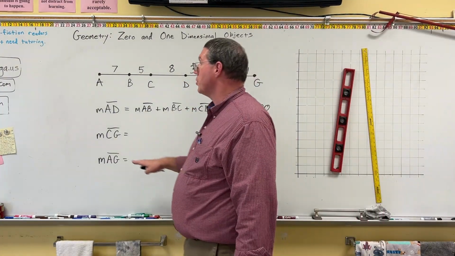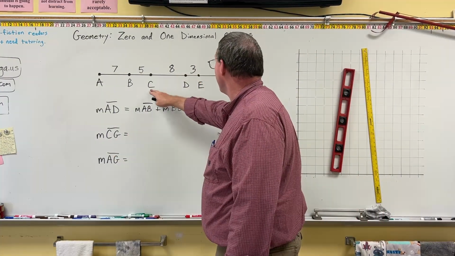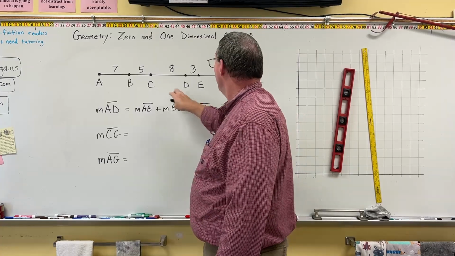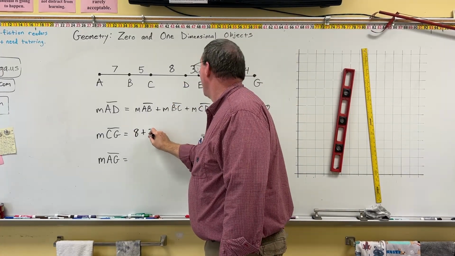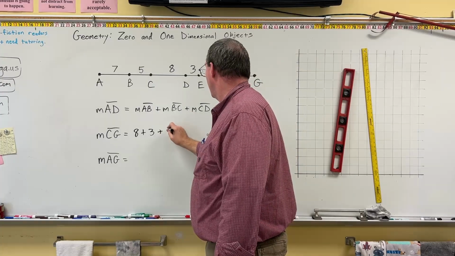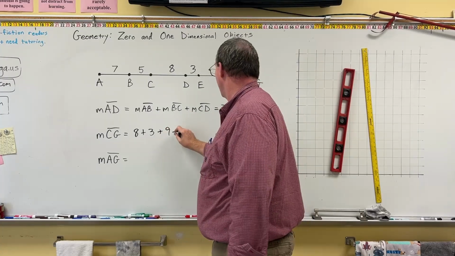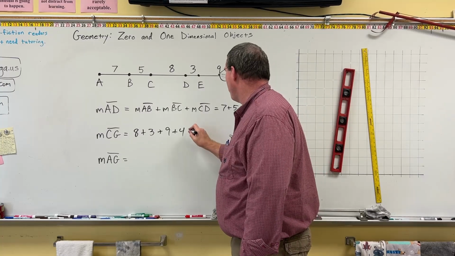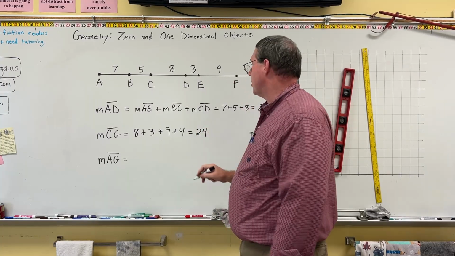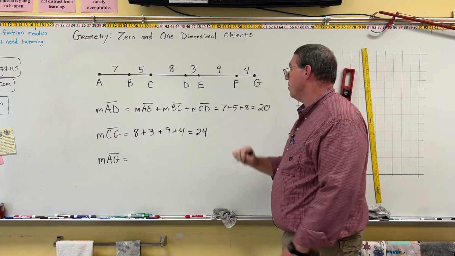All right, well, what is the measure of line segment CG? That goes from here to here. Well, it'll be 8 plus 3 plus 9 plus 4. And so that's 11 plus 9 is 20 plus 4 is 24. And so the measure of line segment CG is going to be 24.